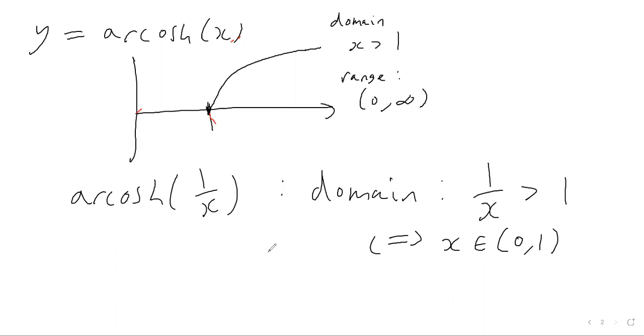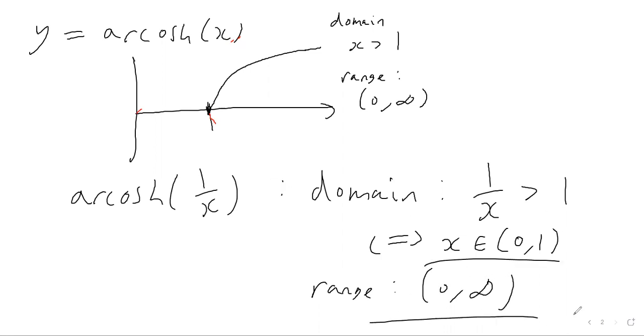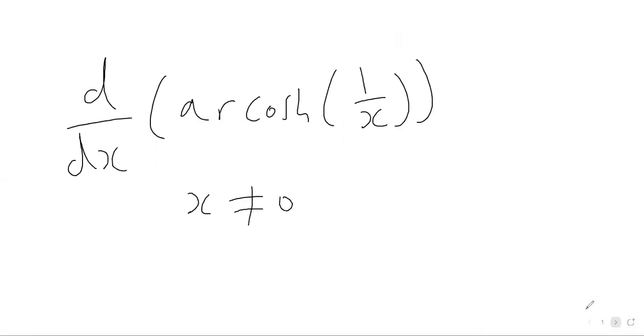And again, the range is just going to be the same as the arcosh function because the range doesn't change. So the range is still 0 to infinity. Okay, so we know that. And we can just bear this in mind when we differentiate this function.